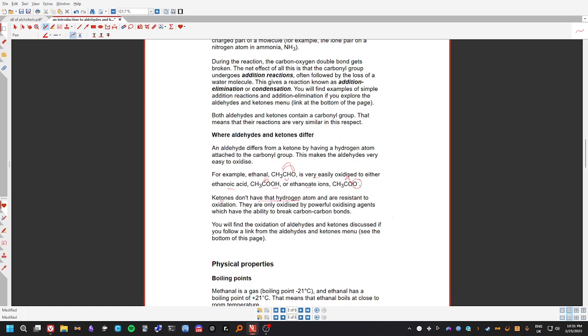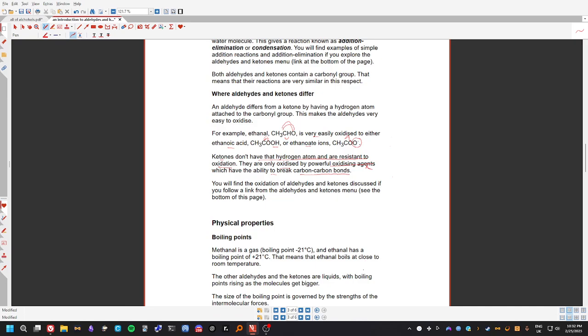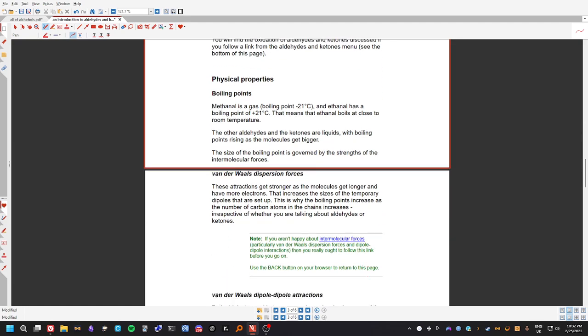Ketones don't have that hydrogen atom, and so have resistance to oxidation. They're only oxidized by powerful oxidizing agents, which have the ability to break carbon-carbon bonds. Now, you will find the oxidation of aldehydes and ketones discussed, which is actually what we're going to be doing right now after this.